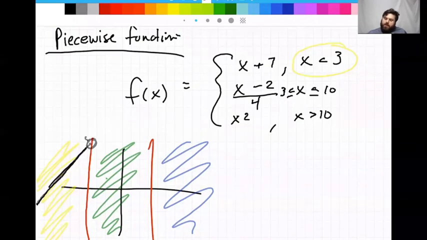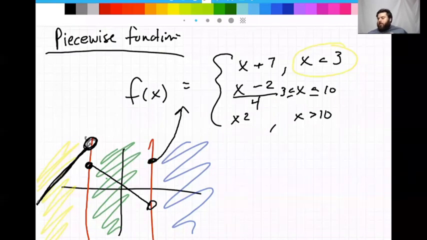So maybe this is your first equation, and it's not actually equal to the endpoint because it's not less than or equal to. And then over here, maybe you've got your second equation. It does something like this. And then your third equation does something like this. So 3 different parts. So what they're going to ask you is like, what is f of 4?